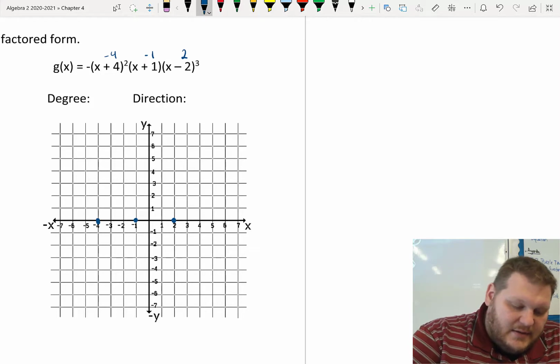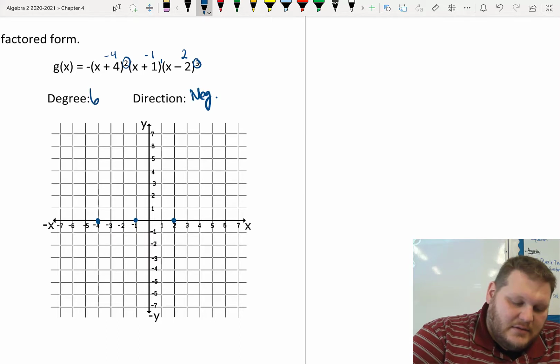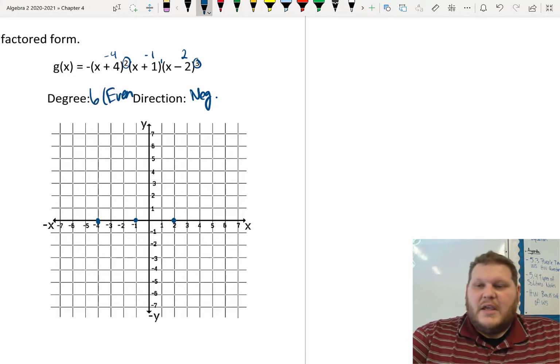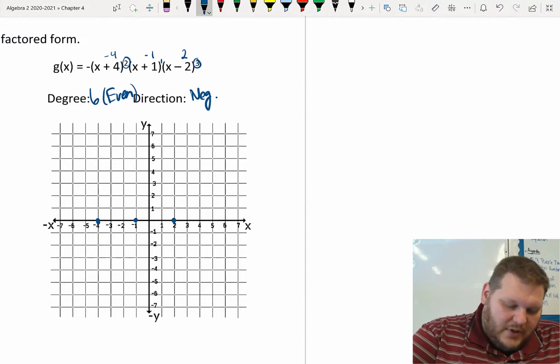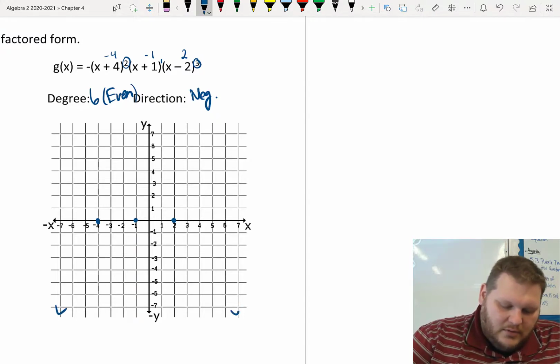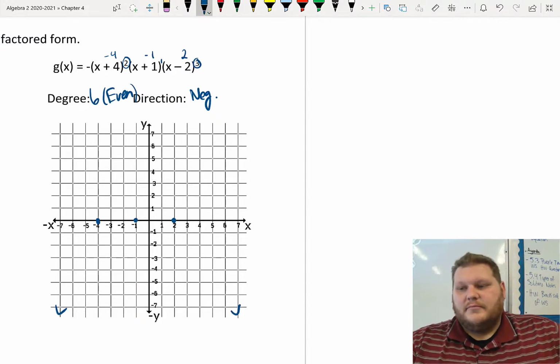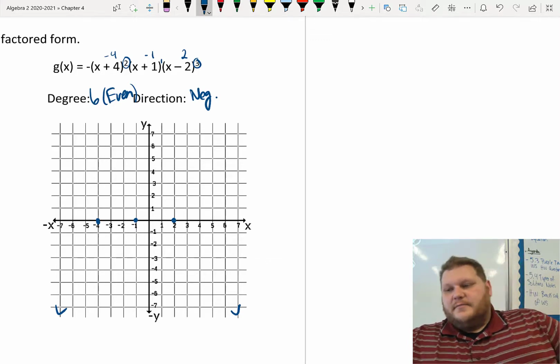It is negative for the direction, and my degree, I've got 2 plus 1 plus 3 is 6, which is even. So even and negative means I should be down on both sides. Down on both sides.